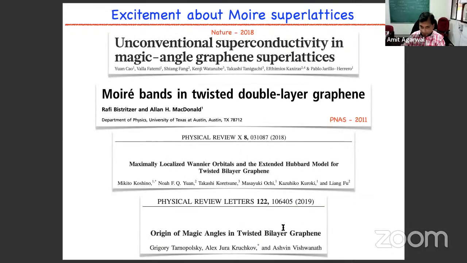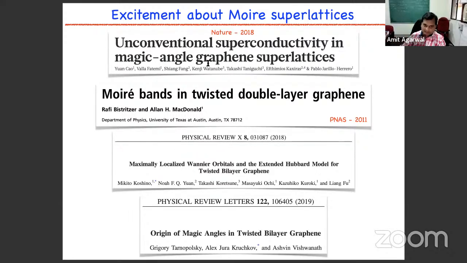There are some popular papers in this, though the literature is very sparse, very few. This particular paper by Bistritzer and Allan MacDonald gives the theory for forming the band structure of these kinds of systems, starting from a low energy effective Hamiltonian. This is the approach generally adopted for studying these materials, although there are other approaches also.